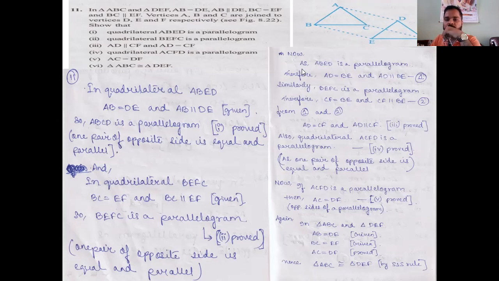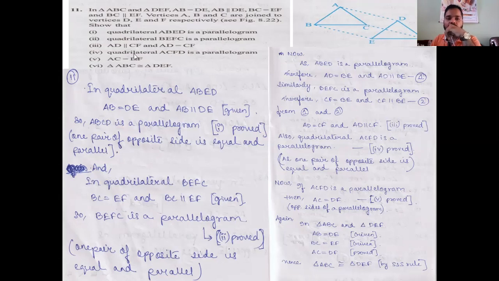I wrote here, as ABED is a parallelogram, therefore AD is equal to BE and AD is parallel to BE. Let us take this as 1. Similarly, BEFC is a parallelogram, so CF is equal to BE and CF is parallel to BE, which means if you equate these two, what we will get is AD is equal to CF and AD is parallel to CF. That is, your third part is proved.